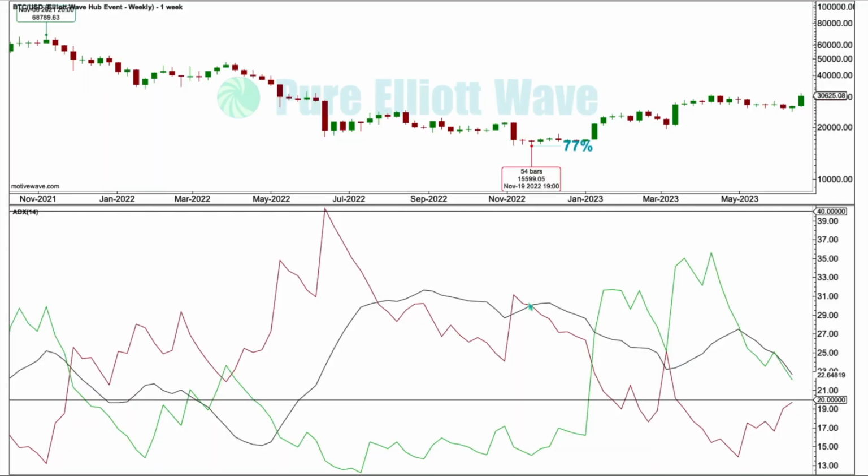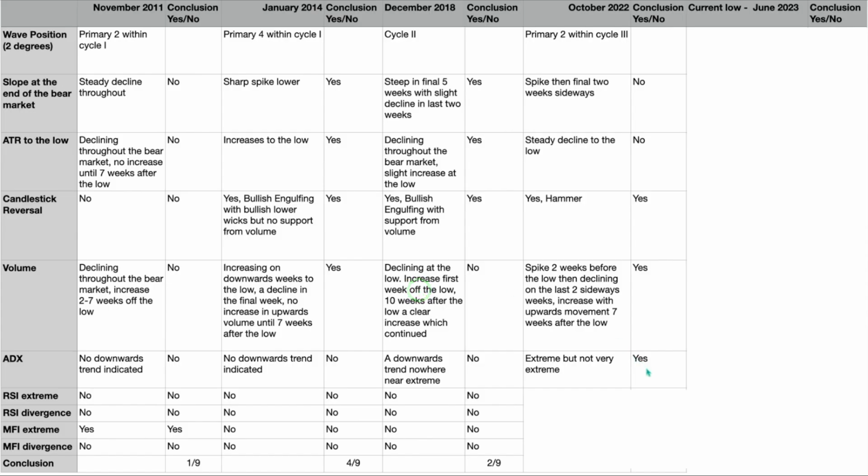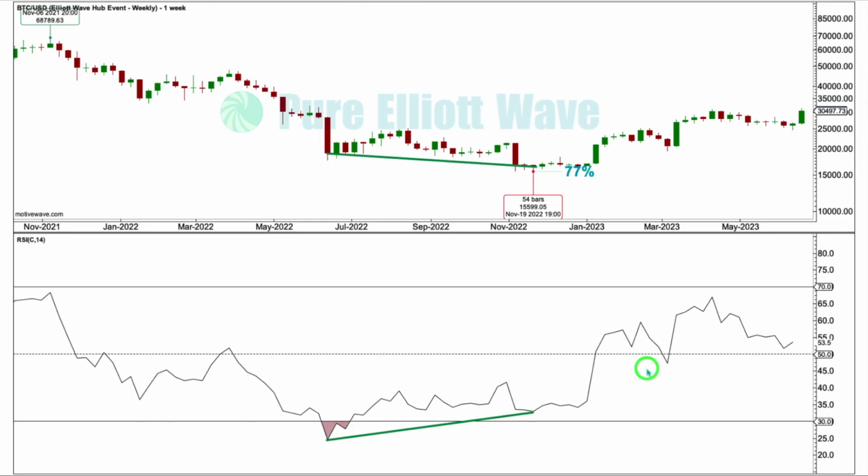ADX, how did that behave? Did indicate a downward trend. It was just extreme. It had reached extreme previously for this bear market. So yes, an extreme, but not very extreme downward trend. That condition is met for the first time at Bitcoin's lows.